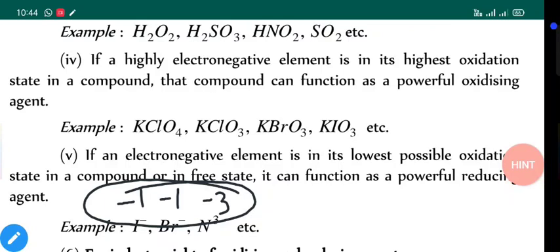So they do not have any vacancies to accept more electrons. They cannot accept electrons, that means they cannot be reduced. But they can lose electrons, that's why they can be oxidized and they will behave as reducing agents.